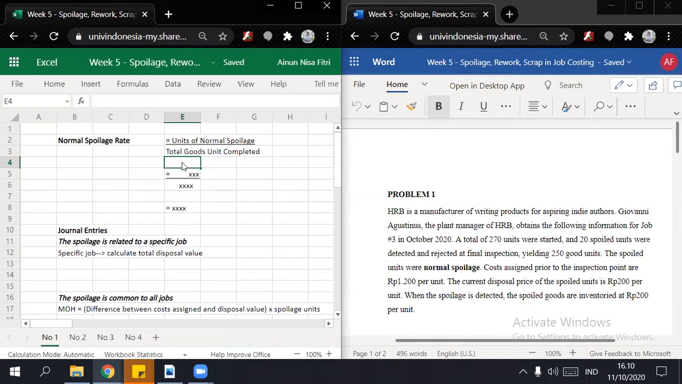Today we will study Spoilage, Rework, and Scrap in job costing.